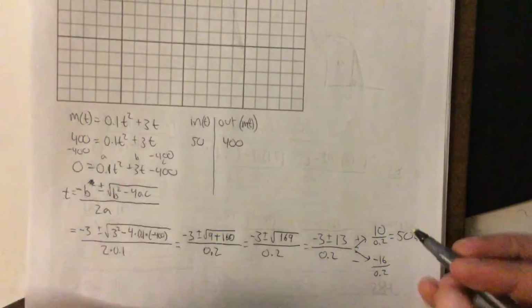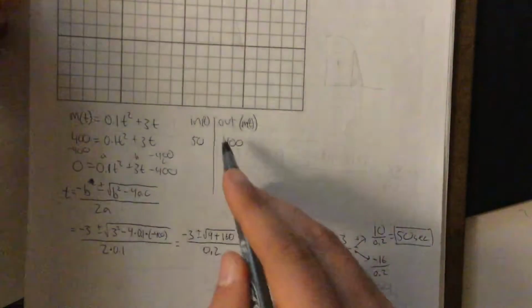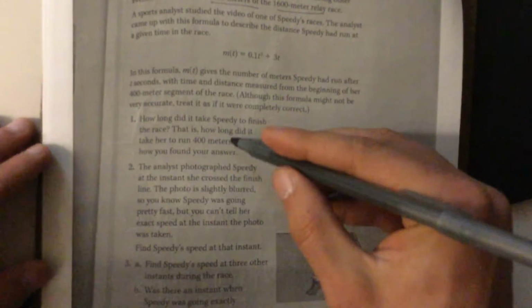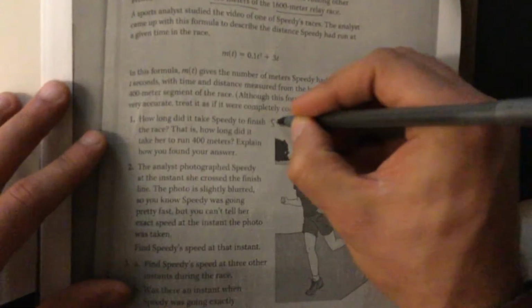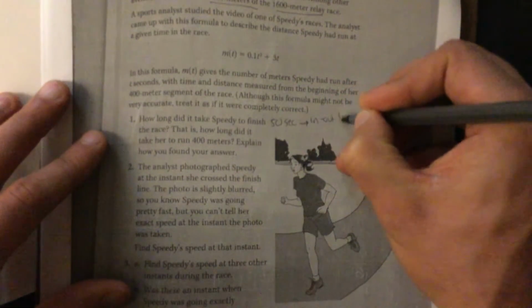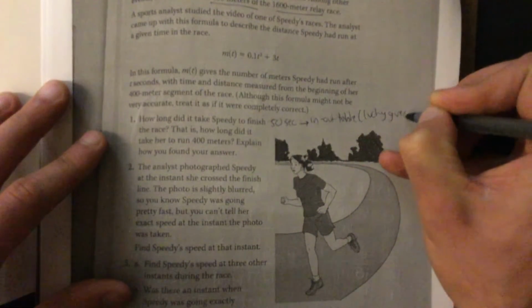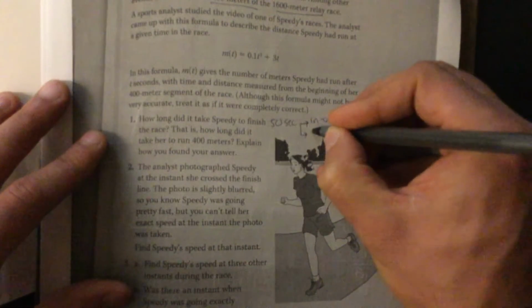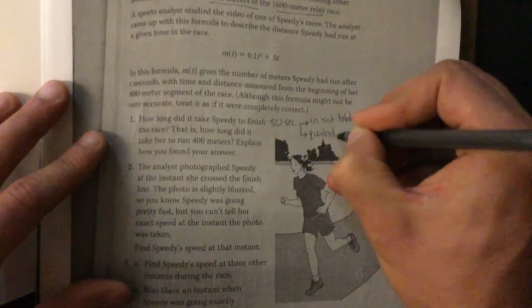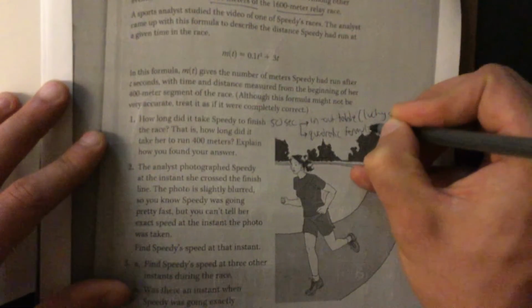So we found it really two ways. Lucky guess and check, and then algebra, or the quadratic formula. Answer: it's 50 seconds, and we found it with an in-out table, lucky guess, and we also found it with the quadratic formula. Okay. 2. The analyst photographed Speedy at the instant she crossed the finish line.